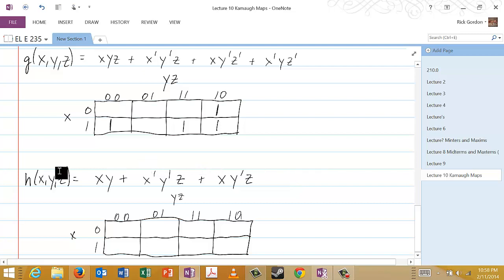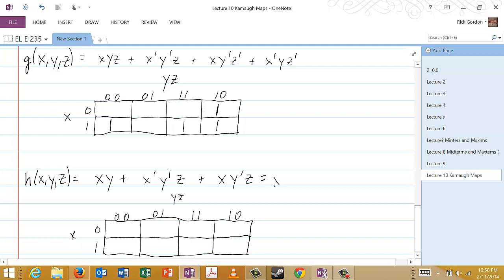But in this case, for h, we do not have a min-term expansion. And therefore there's a question. Well, how many 1s will we have in the Karnaugh map in this case? Now, I hope that you will immediately realize that one way of solving this problem is the following. We can get a min-term expansion. And of course, to do so is very easy.